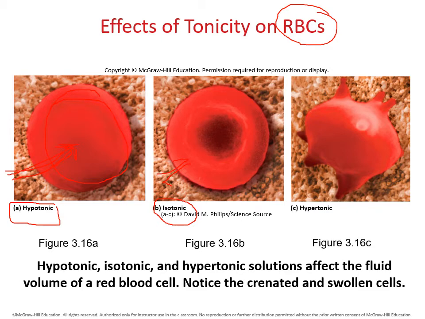And last but not least, hypertonic. Hypertonic is when water is leaving the cell, and as it leaves the cell, notice how the cell size will be reduced, and it crenates. It gets these little wrinkly edges. And that's because the water is moving from high to low, high on the inside of the cell to low on the outside of the cell.